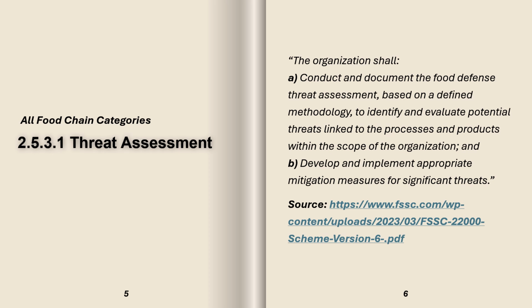Right, so let's look at the first requirement under 2.5.3.1, which relates to a threat assessment and is applicable to all food chain categories. According to this requirement, the organization shall conduct and document the food defense threat assessment based on a defined methodology to identify and evaluate potential threats linked to the processes and products within the scope of the organization, and also develop and implement appropriate mitigation measures for significant threats.